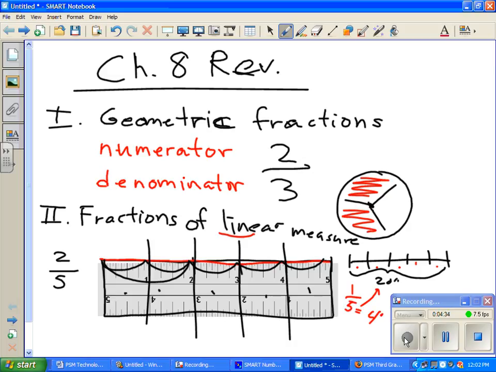Or 4 inches, okay? So what if I asked you for 3/5 of this ruler? 3/5 of this 20-inch ruler. I don't know, maybe some crazy company made a 20-inch ruler. You still need to know what a fractional piece of that would be. 3/5 of 20 inches.